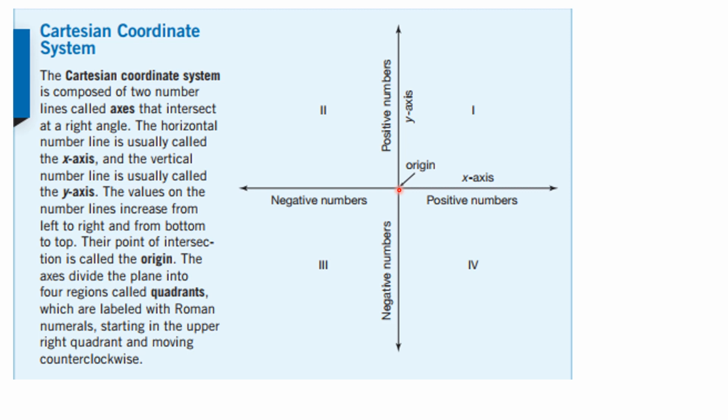The axes divide the plane into four regions that are called quadrants. This is called quadrant 1, quadrant 2, quadrant 3, quadrant 4, and they're labeled with Roman numerals starting up here and going counterclockwise.